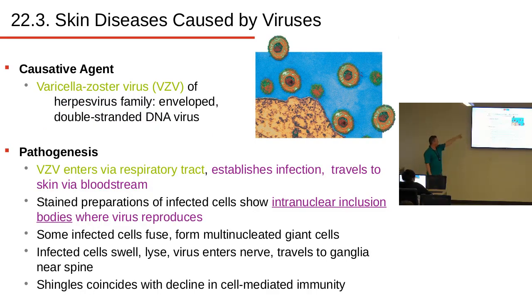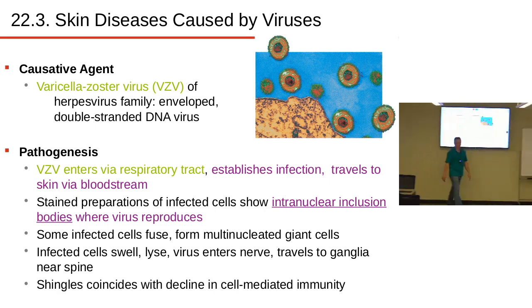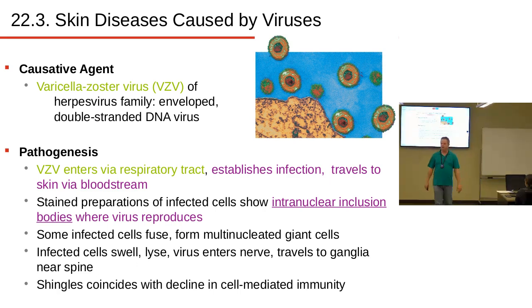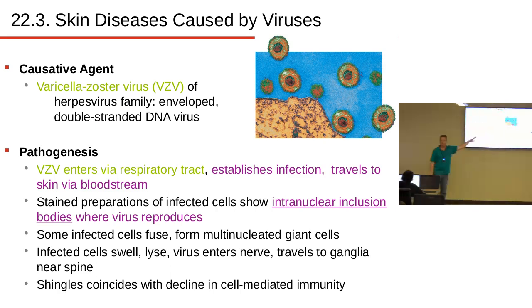So the causative agent is varicella zoster virus, or VZV. It's a herpes family virus. We haven't got into herpes yet, but herpes is HSV1 and 2, 1 being the cold sores, 2 being the sexually transmitted herpes. Well, chickenpox is in the same family as those two viruses.